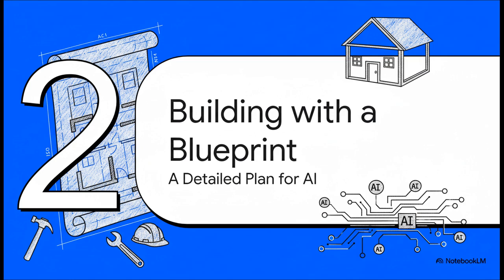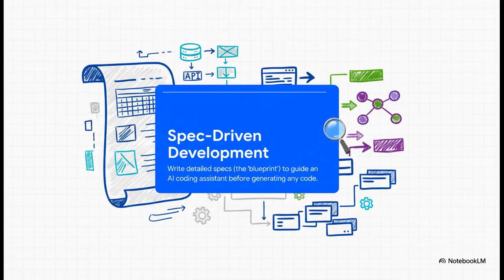Well, you do it the same way you'd build a house. You start with a blueprint. You would never just walk up to a construction site and tell the crew to start building a house. You'd give them detailed architectural plans. And that exact same idea applies right here. We need to give our AI a solid plan to follow. And that blueprint, that plan, has a name.